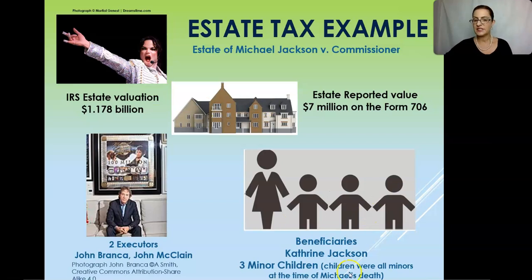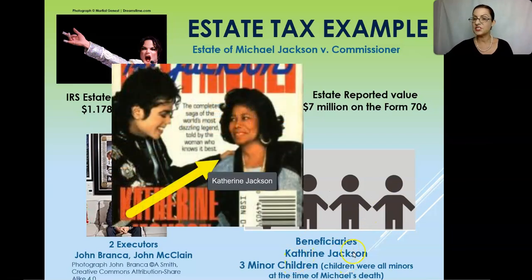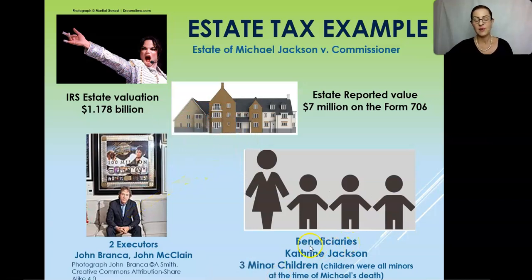The beneficiaries of Michael Jackson's estate were Catherine Jackson, which was his mother. Michael Jackson specifically excluded his father, who was still alive at the time of his death, but his father and him were estranged. His father has since passed away. He was almost like 90 years old or something like that. His father was very old when he passed away.